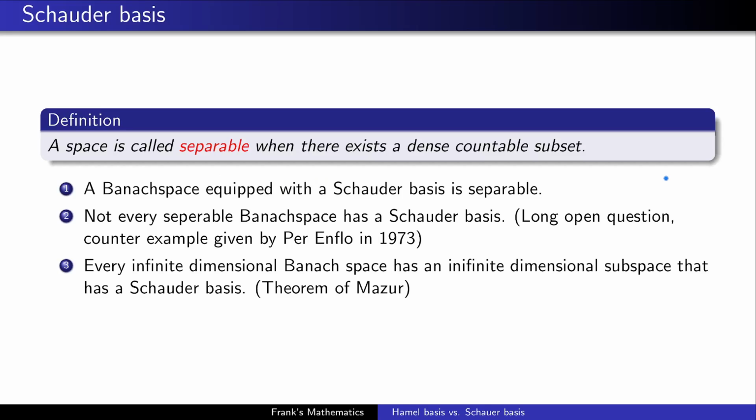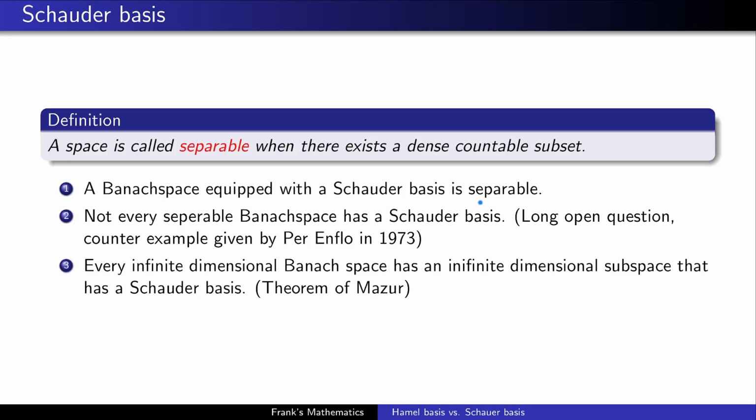Okay, I said we need a definition of separability. This is important because we need this for the existence of a Schauder basis and so on. A space is called separable if there exists a dense countable subset. So there's the definition. You need this a lot in functional analysis. This is a very useful property and will give you a lot of stuff you will need. And then you can show very easily that every Banach space equipped with a Schauder basis has the separability property.